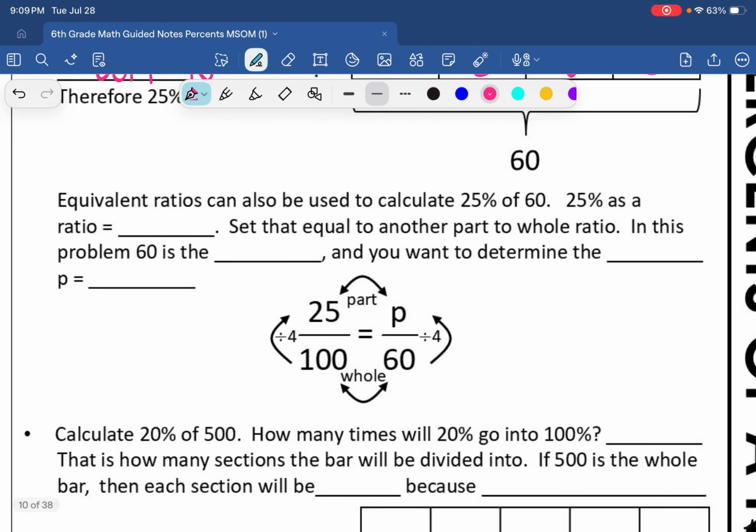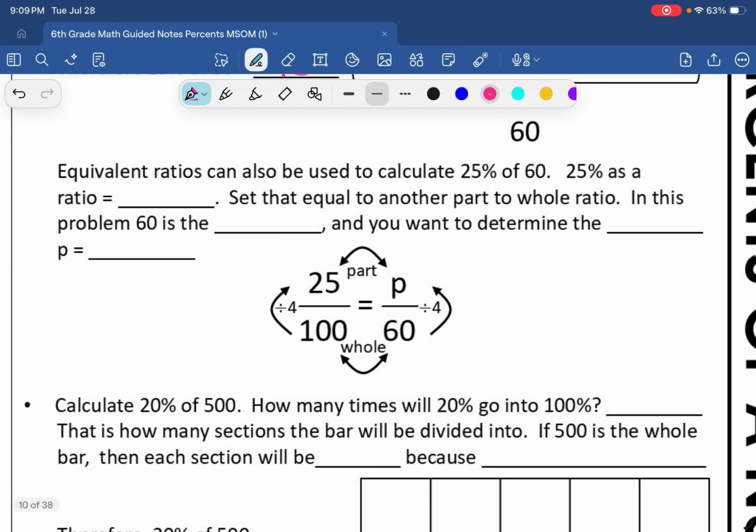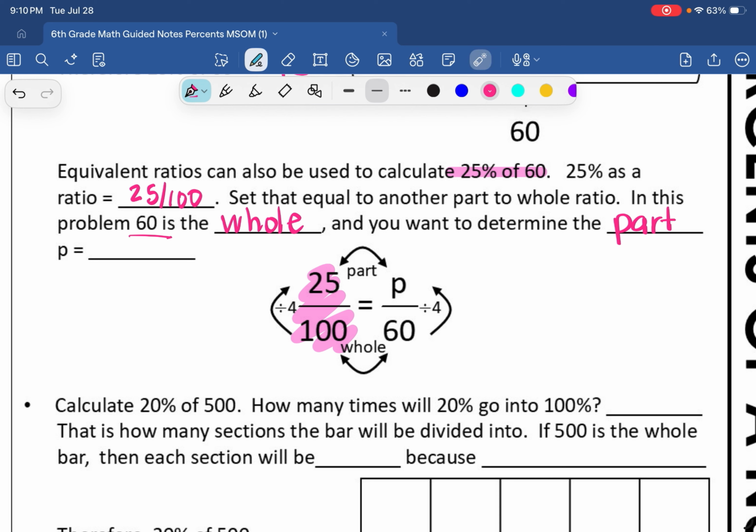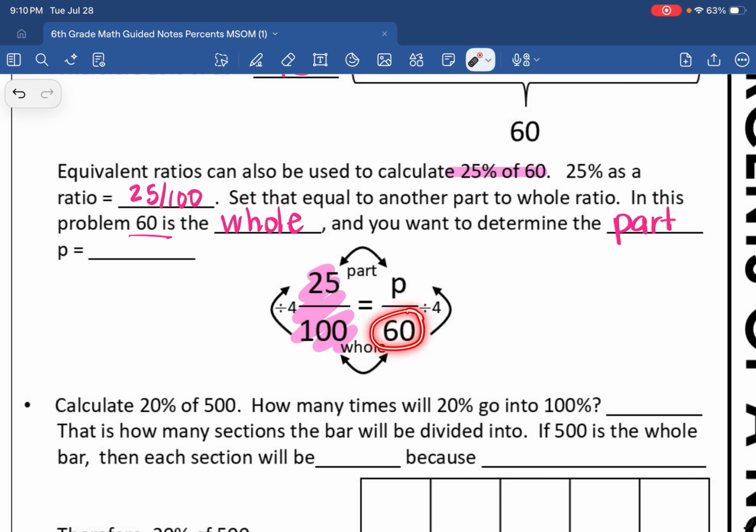I can also use equivalent ratios to calculate 25% of 60. 25% as a ratio will be 25 over 100. Set that equal to another part to whole ratio. In this problem, 60 is the whole, because we are trying to figure out 25% of 60, or 60 as the whole. And you want to determine the part. So setting up my ratio, 25 over 100, and I write 60 on the bottom with 100 because those both represent the whole.